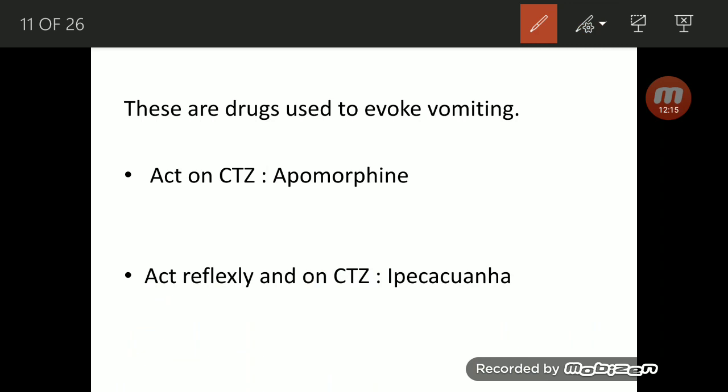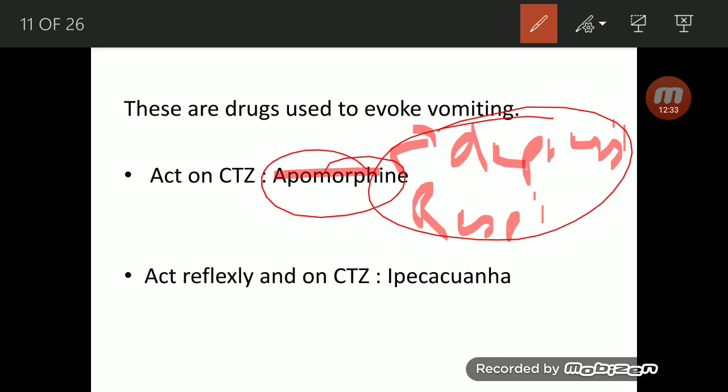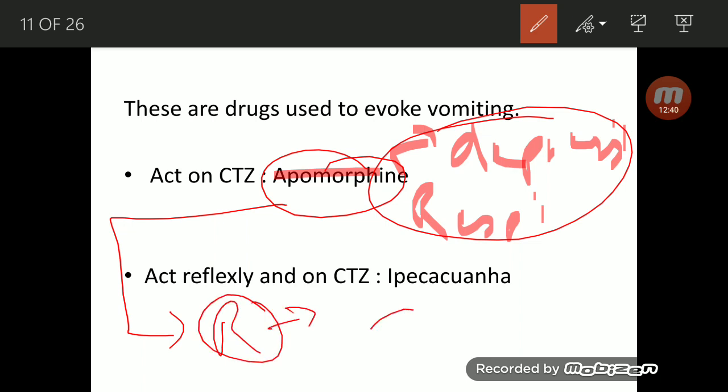And generally this apomorphine is not to be used if there is any depression in your respiration, because this drug itself is a respiratory depressant as well as a CNS depressant. So if a patient is suffering from depression in respiration, it is not to be used.